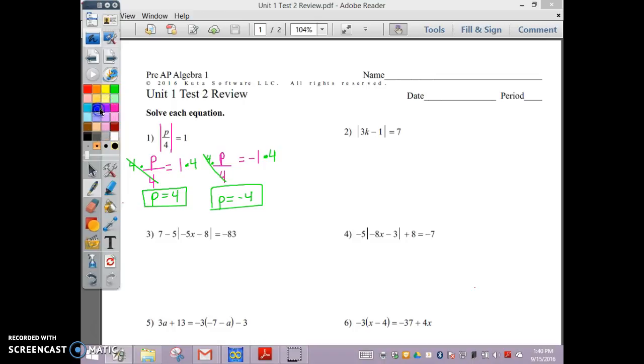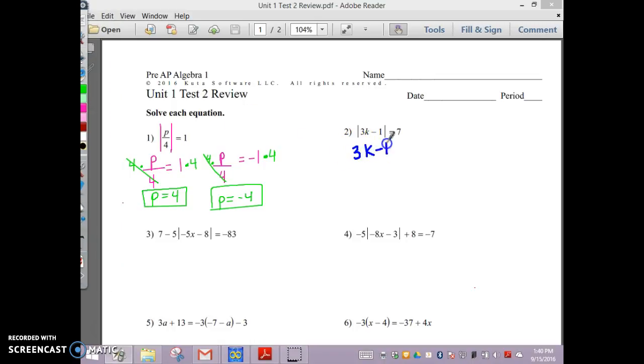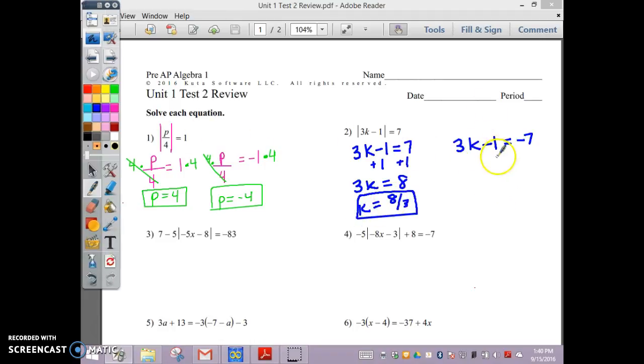I'm going to use the same technique over here and set 3k minus 1 equal to 7 and 3k minus 1 equal to -7. Adding 1 to both sides gives me 3k is equal to 8, and dividing both sides by 3 gives me k is equal to 8 divided by 3. Over here, I'm also going to add 1 to both sides on case 2, but -7 plus 1 gives me -6. So when I divide both sides by 3, I get a solution of -2.